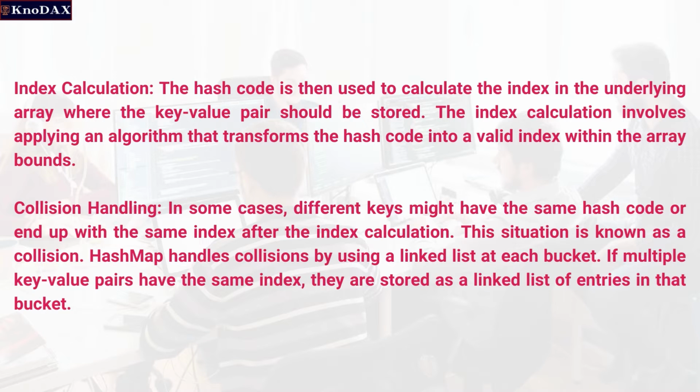The other important point to understand is collision handling. In some cases, different keys might have the same hash code or end up with the same index after the index calculation. This situation is known as a collision. HashMap handles collisions by using a linked list at each bucket. If multiple key-value pairs have the same index, they are stored as a linked list of entries in that bucket.